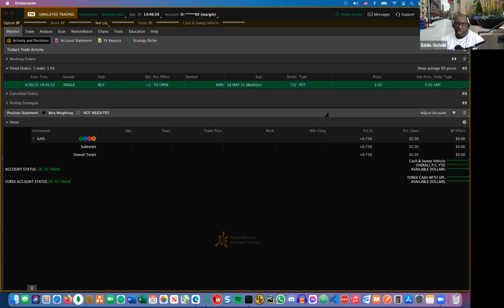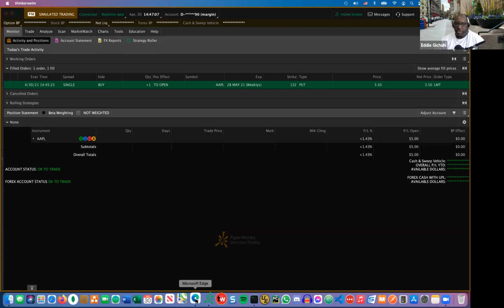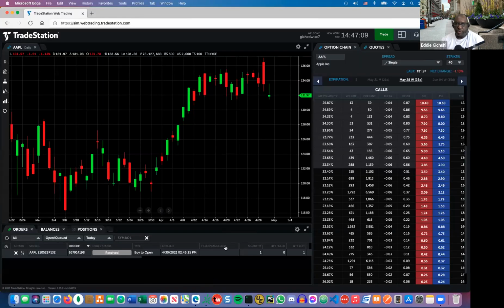And that's the difference between some of these platforms. Some of them fill you in a little faster. Some of them take their sweet time. But you got me. I don't know why TradeStation just takes forever and a day. Price has moved away from us, maybe.